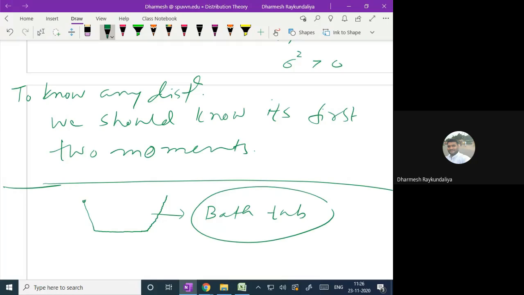So the Weibull distribution has the bathtub curve property. That means if you find out their hazard rate, or you can say instant failure rate, then at the initial stage any product has a higher failure rate.